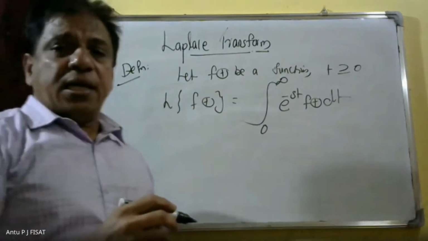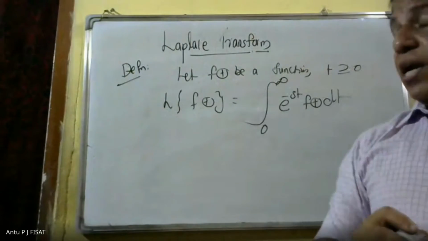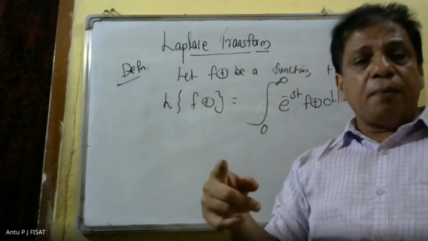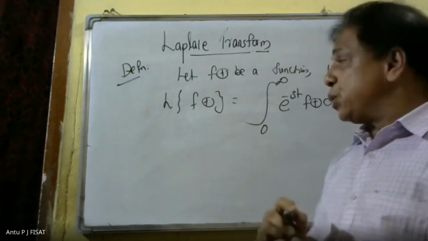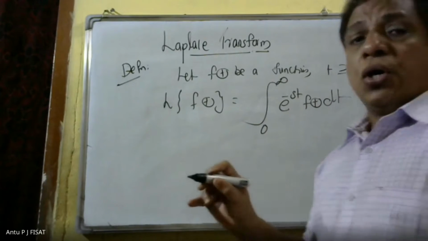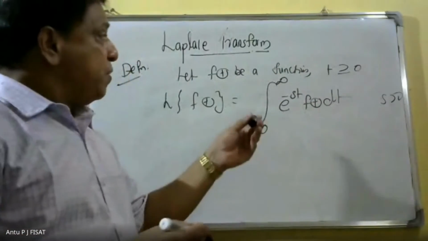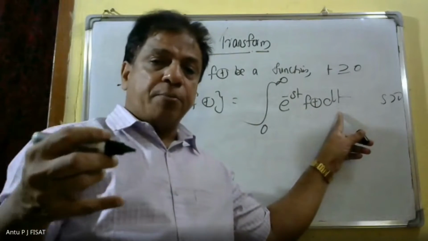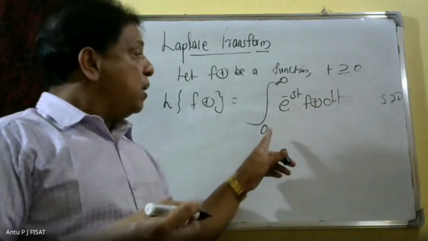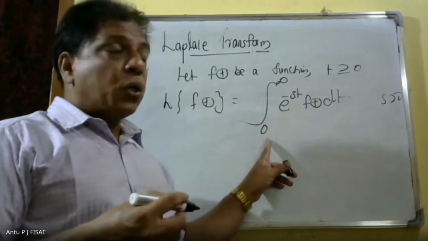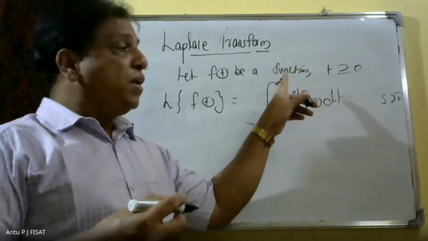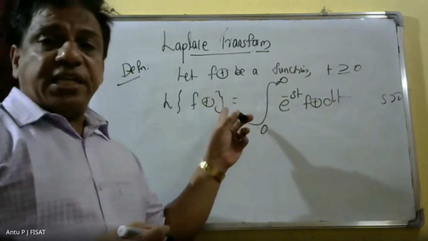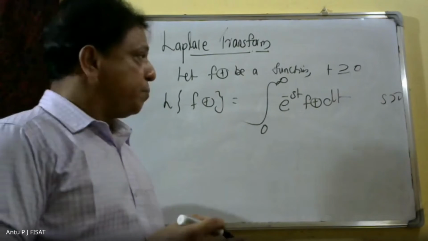To obtain the Laplace transform of function f of t, we multiply that function by e raised to minus st, where s is greater than 0. After multiplying, we integrate this with respect to t. And after the integration, evaluate the lower limit 0 and upper limit infinity. Then we get the Laplace transform of a function, L of f of t.